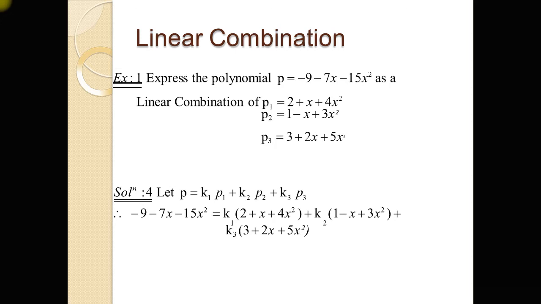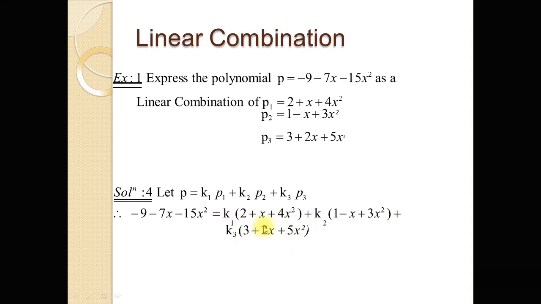Now let P be the linear combination of P1, P2 and P3 if there exist some scalars K1, K2 and K3 such that P is equal to K1 P1 plus K2 P2 plus K3 P3. Now putting the values in this expression, minus 9 minus 7x minus 15x square, which is the value of P, is equal to K1 into this is P1 plus K2, this is P2 plus K3, this is P3.